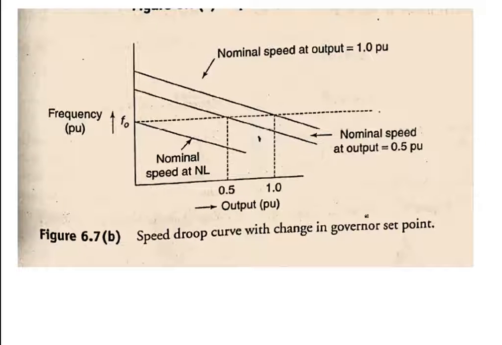This is one more characteristic curve drawn for the speed droop of the governor mechanism, with frequency in per unit as well as output in per unit. This is the nominal speed. F naught is the nominal or base actual speed, and the two droop characteristics meet at a common power point, which is 0.5. If the power is 0.5 per unit and the frequency is F naught, the droop characteristics meet at this point. This point is called A1, and this is A2.